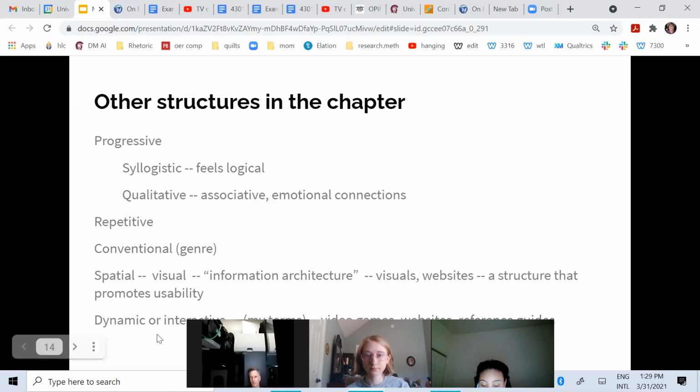And then the authors kind of question whether video games have structure, but I think they probably do. And I think you might think about dynamic or interactive structures that are not stable, that are designed to be changeable and to be interactive, in which you get to create some of the structure when you make choices along the way.